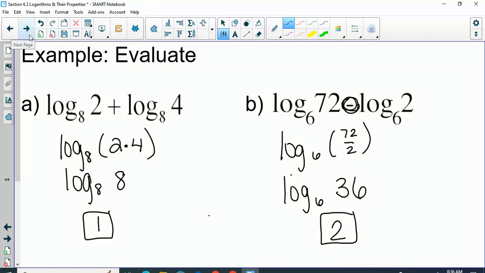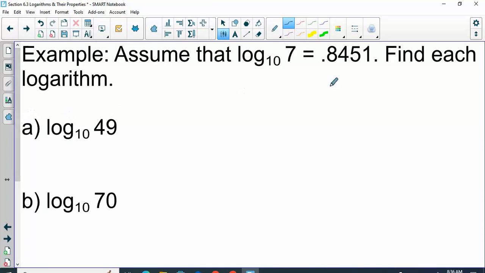Last one. Just one. I told you 2 slides. Did everybody get this one down? Yes. Last one. I am going to tell you what decimal log base 10 of 7 is equal to. And I want you to use that in order to figure out log base 10 of 49. So I need to somehow rewrite this using the log base 10 of 7.